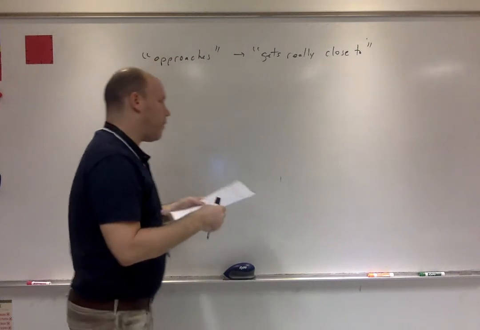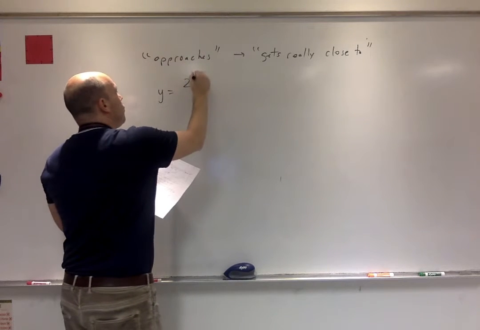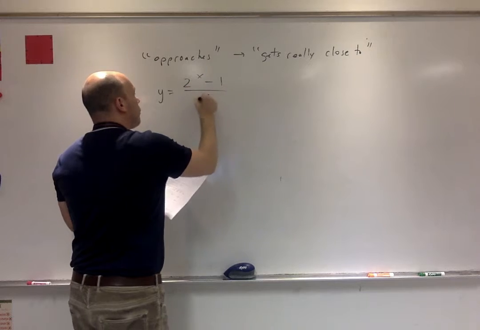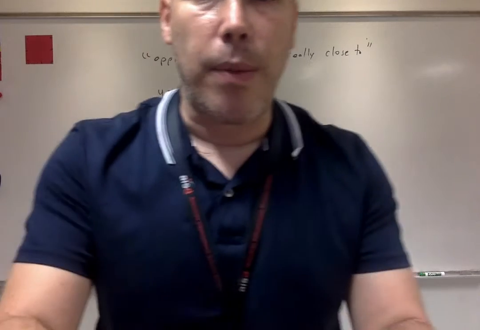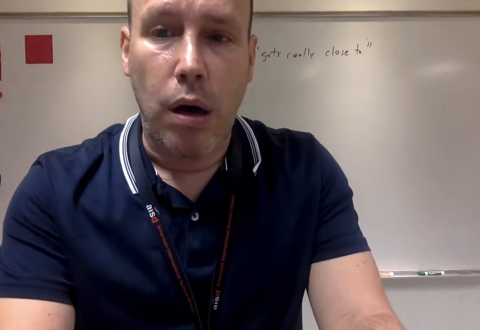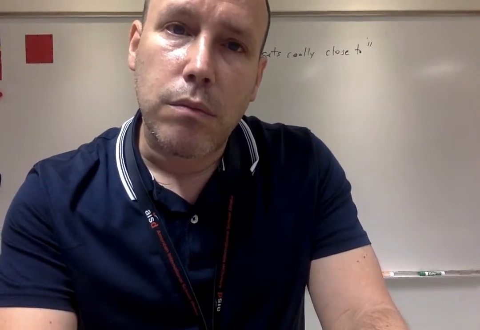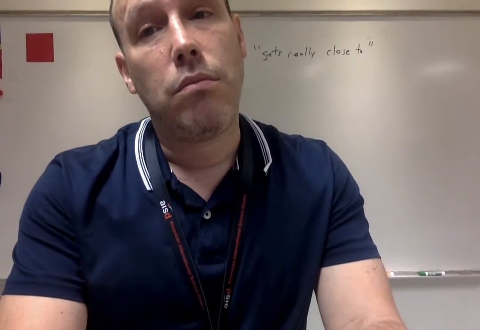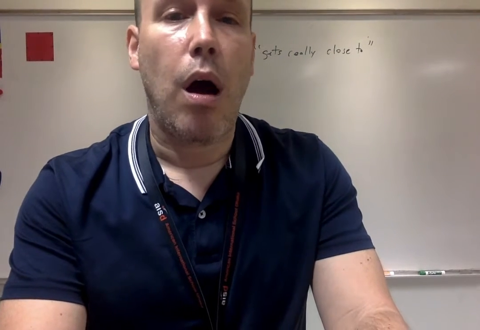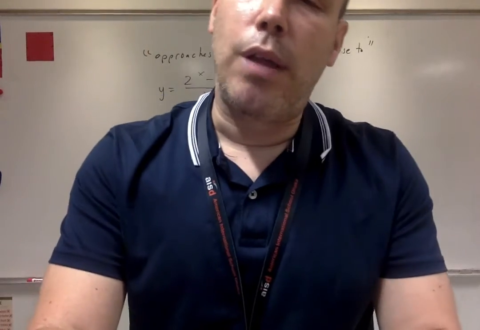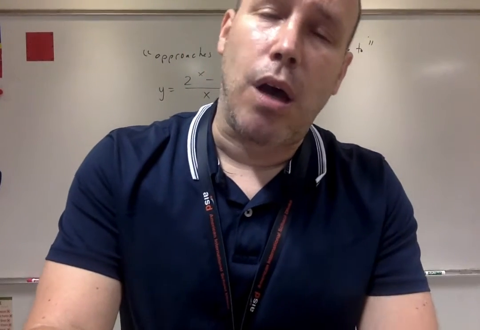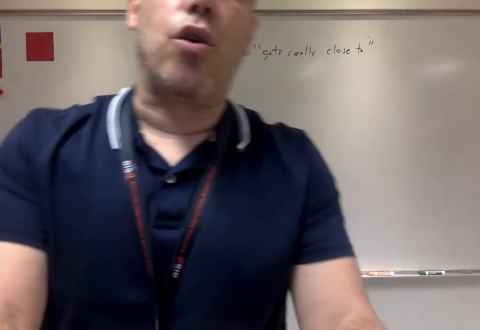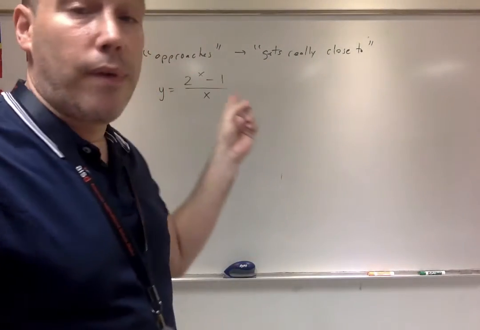So we're going to start off with the example y equals (2 to the x minus 1) over x. Now, you can see from your graph, so let's take out our graphing calculators, please. I'm going to be working on the graphing calculator with you. I'm going to be describing it as we go along. So let's enter this function in the graphing calculator.